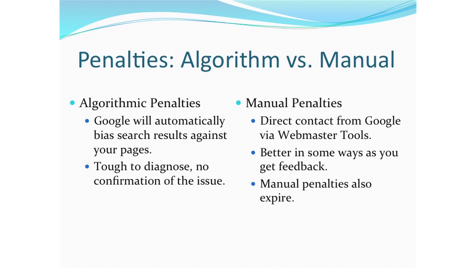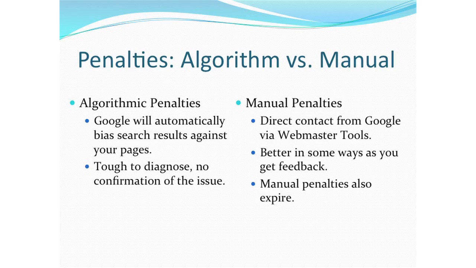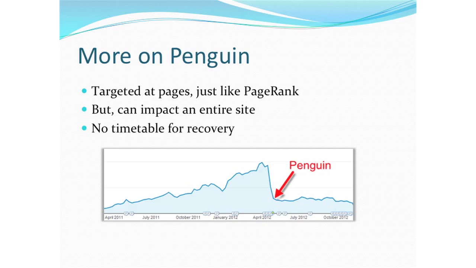Manual penalties, on the other hand, you get direct confirmation of the penalty via Webmaster Tools. You have a direct line of contact into Google to tell you when the problem has been fixed. And it's honestly better in some ways because you do get that feedback, even though the hit to traffic and search visibility is going to be way more severe. And finally, manual penalties also expire, but that's going to be small consolation to any site owner. And in addition, if you don't correct the issue that initially caused the penalty, you might just get hit with another one.